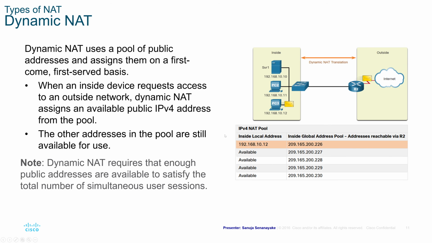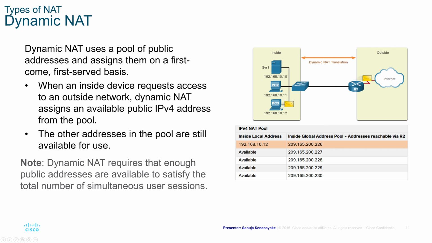The other option is called dynamic NAT. So that's another type of NAT. Dynamic NAT uses a pool of public addresses and assigns them on a first come, first served basis. So just like what it sounds like, it is a dynamically assigned method. When an inside device requests access to an outside network, the dynamic NAT assigns an available public IPv4 address from a pool. The other addresses in the pool are still available for use, but it's going to assign dynamically as the request comes in.